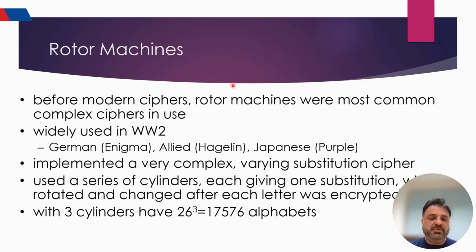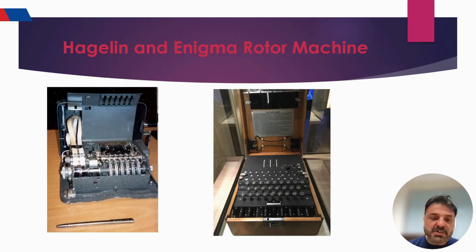The Germans used Enigma, the Allies used Hagelin, and the Japanese used the Purple method. They used rotor machines to do it. For example, with 3 cylinders, they have 26 to the power of 3, or 17,576 alphabets. So in World War II they used messages like this, handled by an Enigma rotor machine, for encryption and decryption.